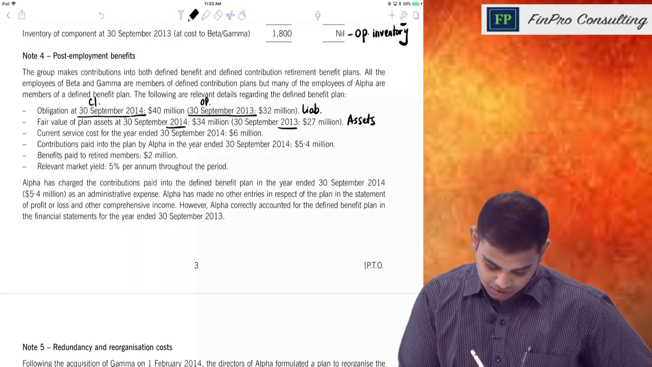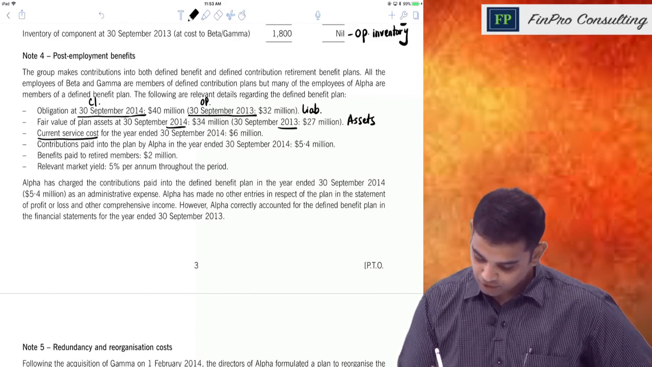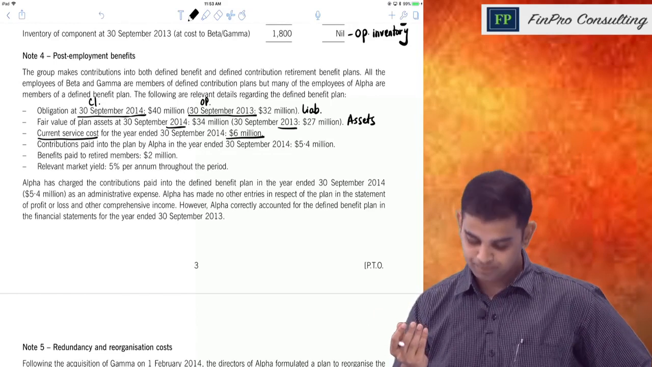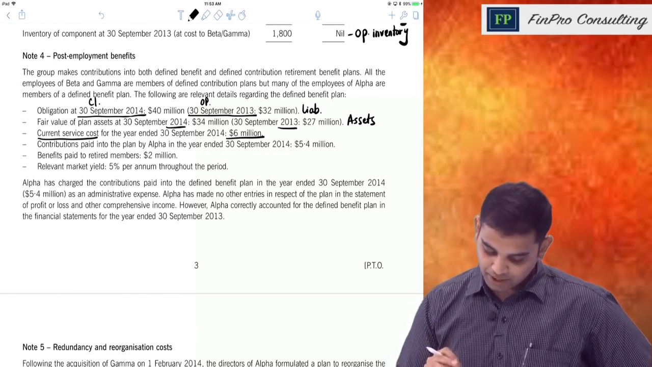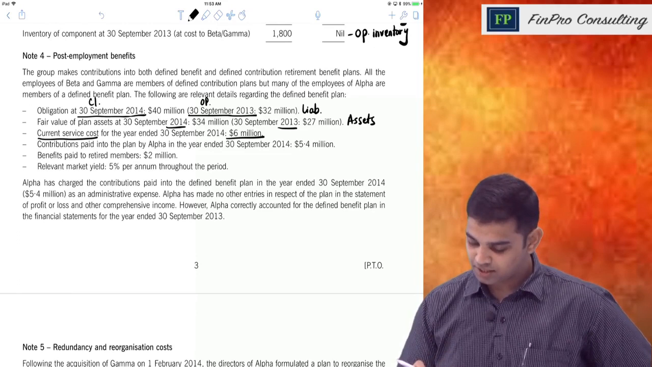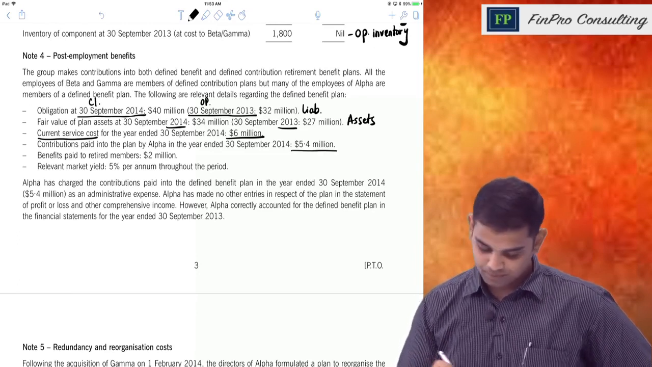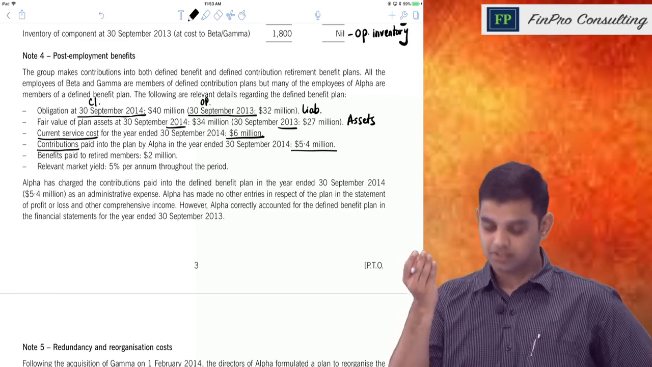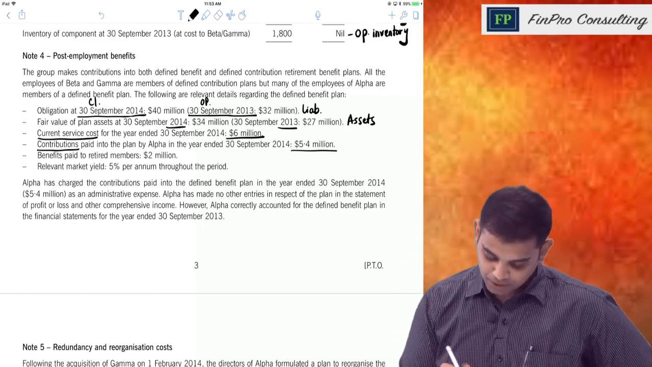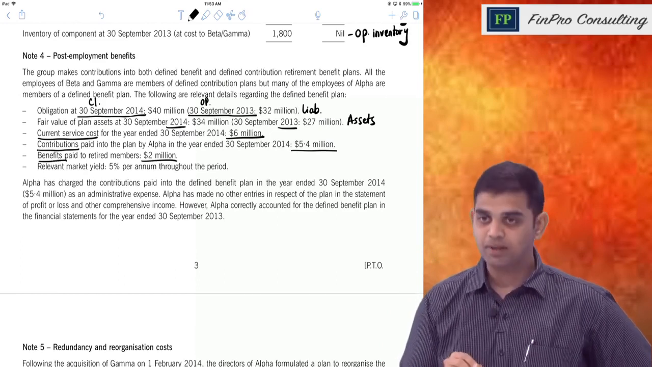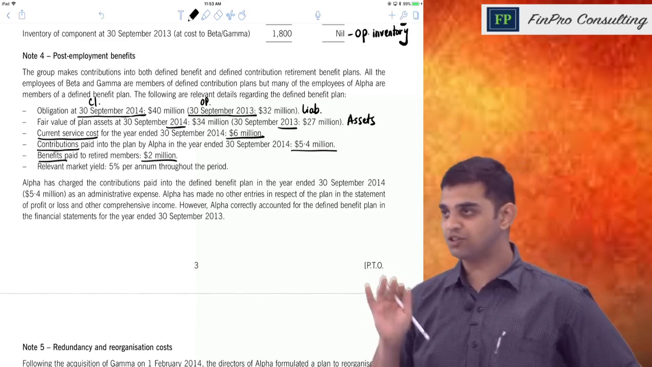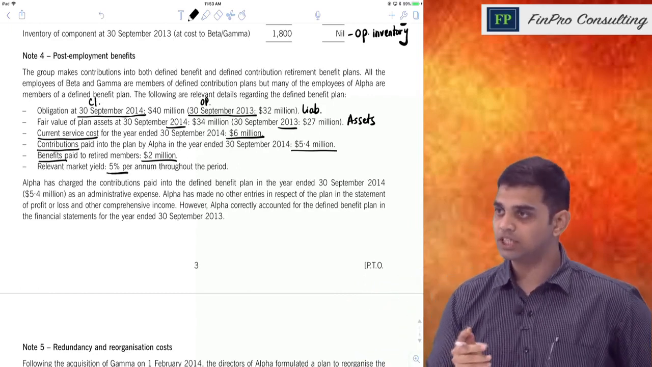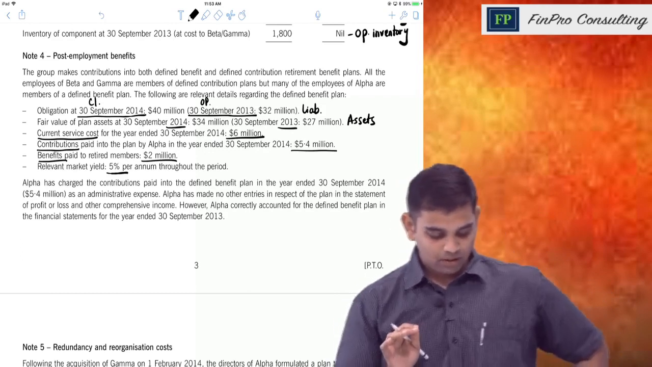Current service cost for the year ended 30th September 14 is 6 million. That means that will increase my liability. Contributions paid into the plan by alpha in the year to 30th September 14 is 5.4 million. Contributions. So when you pay the contributions into the fund, your asset increases. Benefits paid to retired members 2 million. So when you pay the benefits, your liability reduces and your asset also reduces. Relevant market yield is 5%. That is my discount rate throughout the period, right?